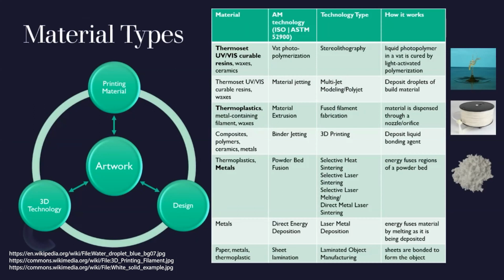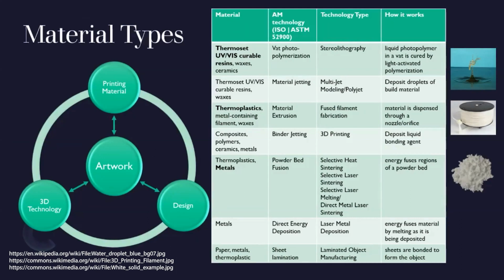Here on the right is a table that shows what materials can be used for the various 3D technologies. For vat photopolymerization and material jetting methods, thermoset resins are used that are cured by UV or visible light. This is what Nick mentioned when he was talking about the stereolithography process.